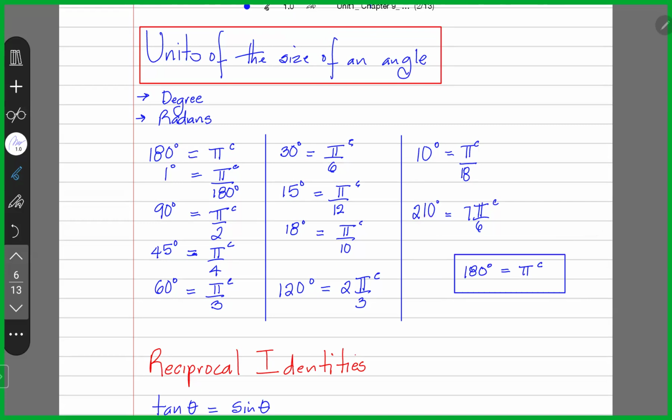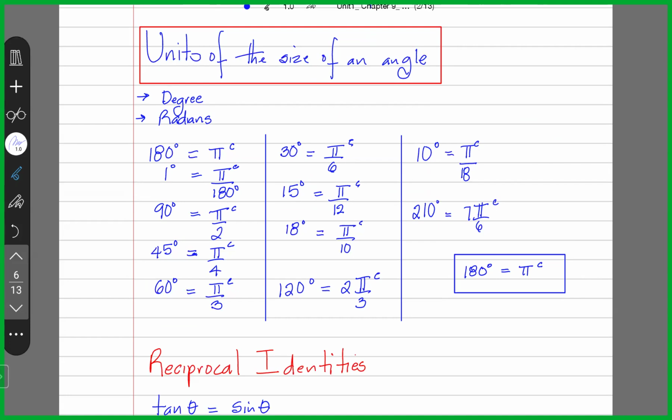90 degrees is pi by 2 radians. 45 degrees, pi by 4. 60 degrees, pi by 3. 30 degrees, pi by 6. 15 degrees, pi by 12. 18 degrees, pi by 10. 120 degrees is 2 times 60, so it's 2 pi by 3. 10 degrees is pi by 18. 210 degrees is 7 times 30, so it's 7 pi by 6.